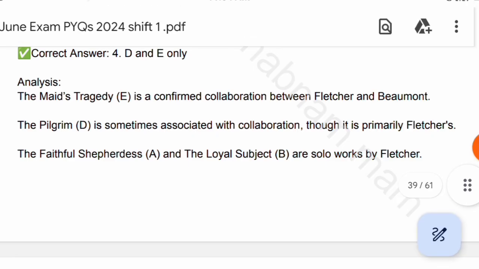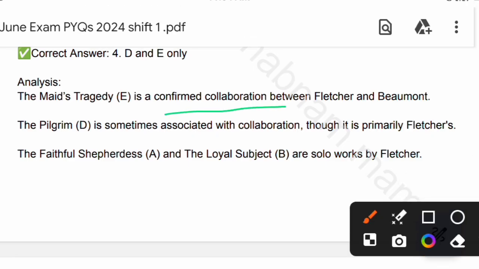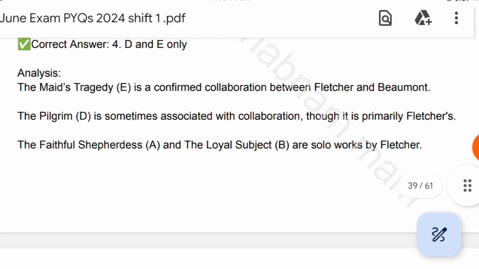The Maid's Tragedy is a confirmed collaboration between Fletcher and Beaumont. The Pilgrim is sometimes associated with collaboration, though it is primarily Fletcher's. Okay, let's move on to the next question.